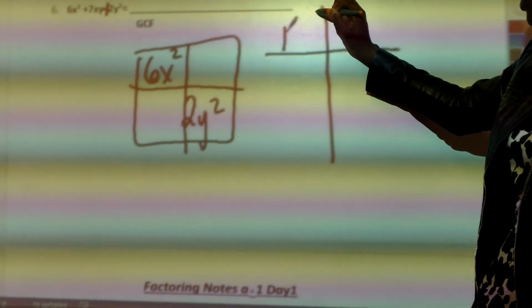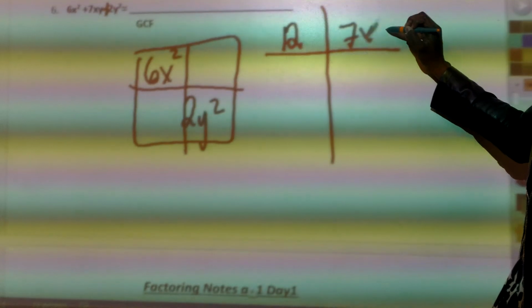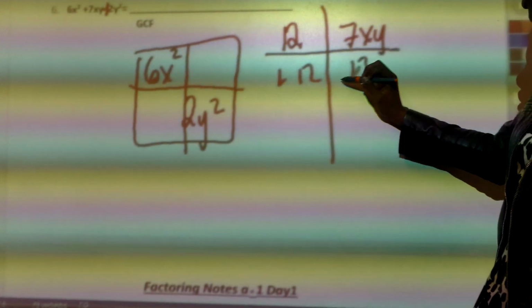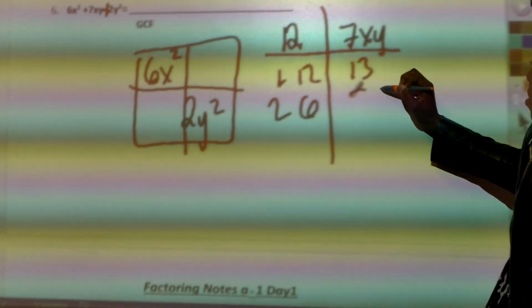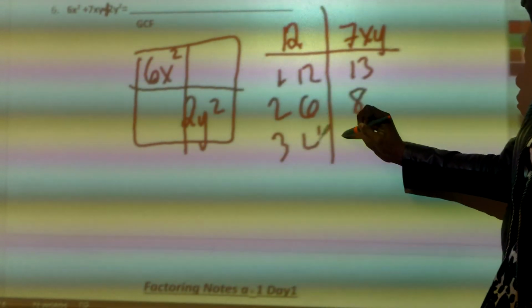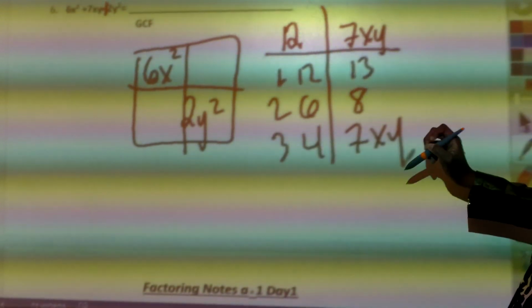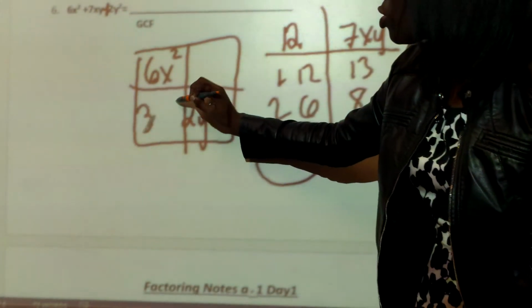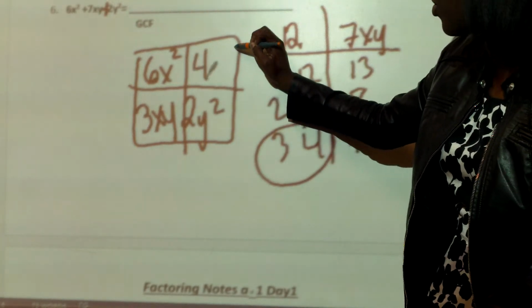A times C, you would have had 12. The middle term is 7xy. 1 and 12 gives us 13. 2 and 6 gives us 8. And 3 and 4 gives us the 7xy. So this is the one that worked when you worked it out. You should have written 3xy and 4xy.